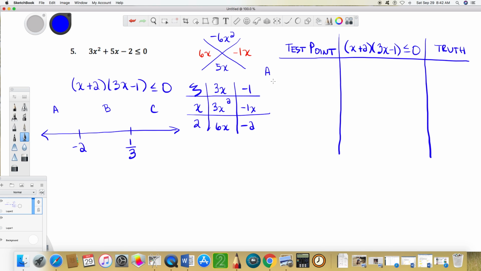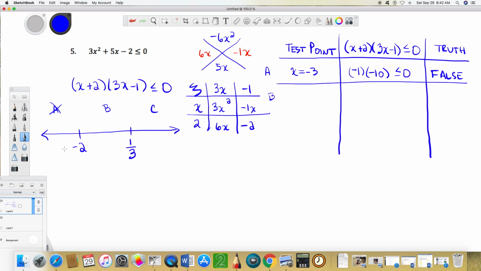So from region A, I need a test point. A number that is smaller than negative 2 is negative 3, so I'm going to pick it as my test point for that region. Replace x with negative 3. Then I'll have a negative 1. Negative 9 minus 1 is a negative 10. But a negative times negative is positive, and a positive number is not less than or equal to 0. That's a false statement, so I'm not going to shade in any values in this region.